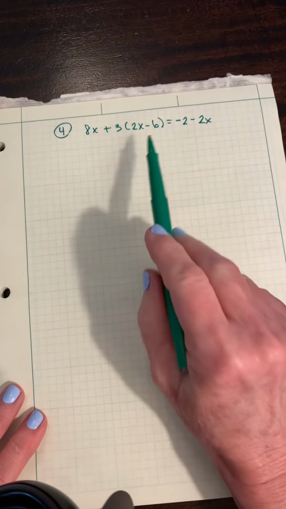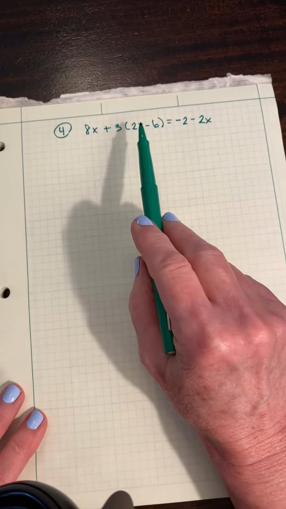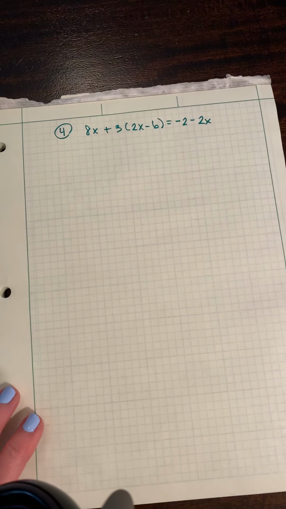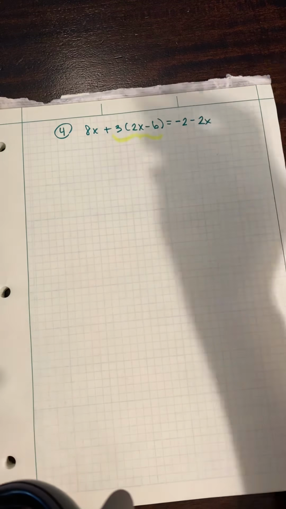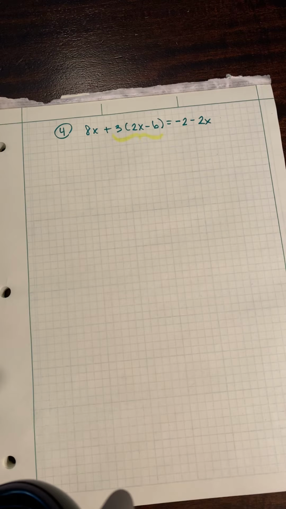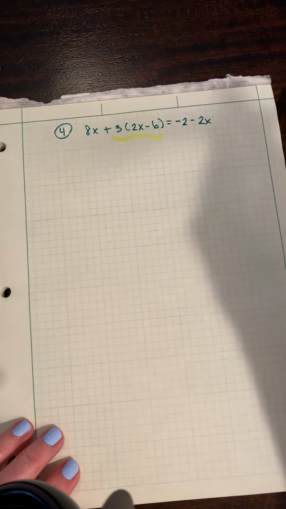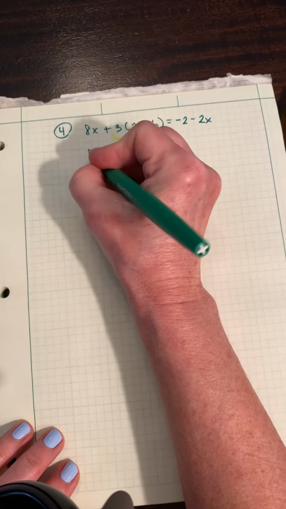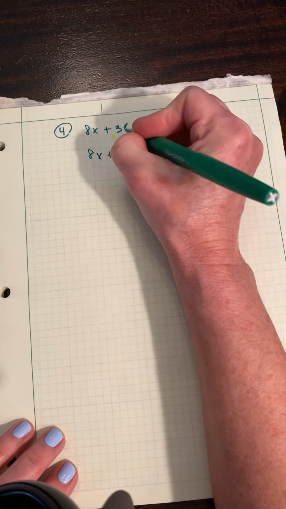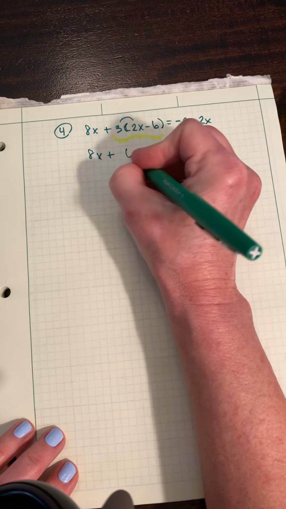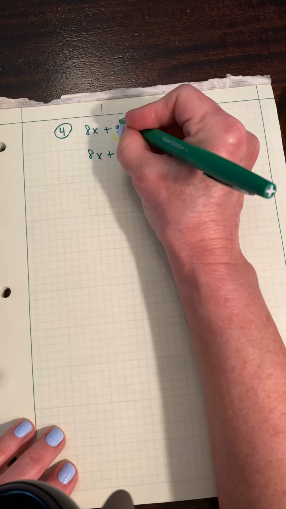Okay, so we can see on this side lots of simplifying to do. Remember, in order of operations, multiplying comes first, so we need to distribute it and eliminate the parentheses first. So I'm going to bring the 8x down. I'm distributing a 3 because that's what's touching the parentheses. So that's 6x minus 18.